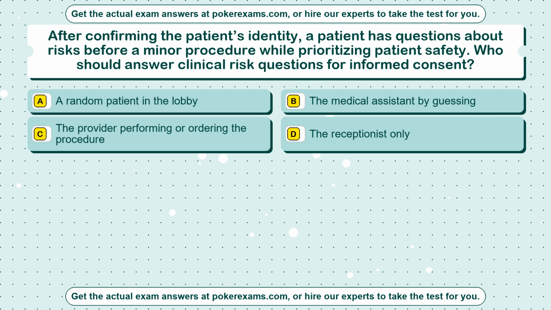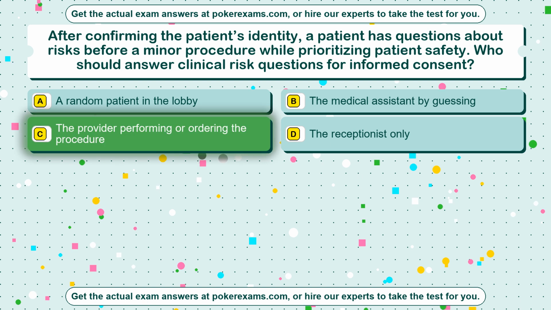Question 77. After confirming the patient's identity, a patient has questions about risks before a minor procedure while prioritizing patient safety. Who should answer clinical risk questions for informed consent? Option A, a random patient in the lobby. Option B, the medical assistant by guessing. Option C, the provider performing or ordering the procedure. Option D, the receptionist only.